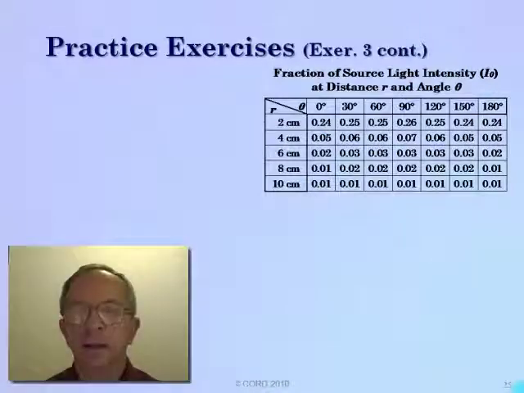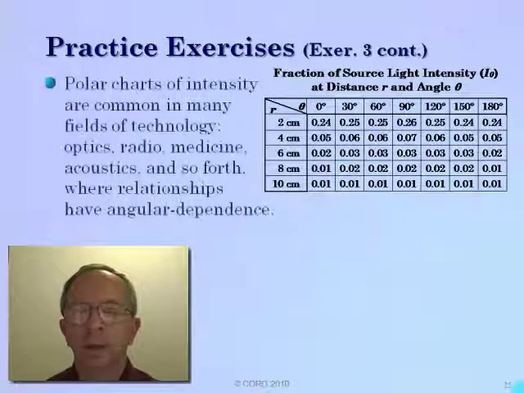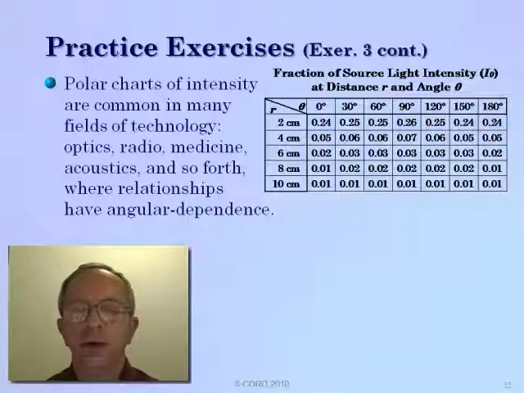Now let's look at probably a little bit more standard way of using a polar chart, and that would be to graph the intensity. And it's probably a lot more interesting in this case because we see that our intensity values are not the same as we go around at different angles. Polar charts are very commonly used in optics, radio, medicine, acoustics, and so forth. All these other fields of study find it very useful to look at angular dependence of measurements.